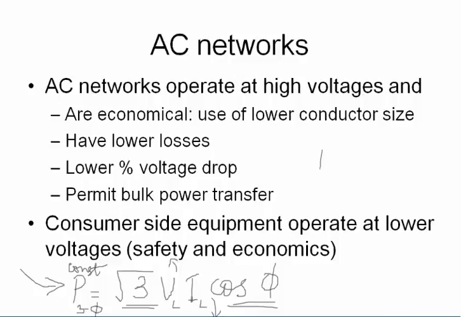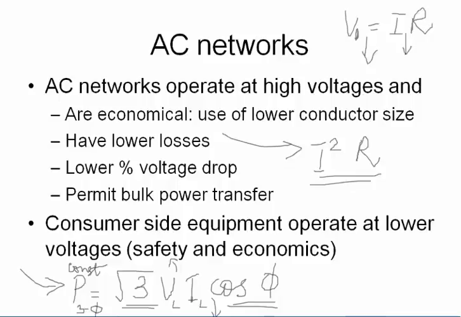And remember, your losses are I squared R. So with a 10 times reduction in current, the losses are reduced by 100 times. So losses reduce, and so does voltage drop. Voltage drop is current multiplied by resistance, of course, resistance of the line. Lower the current, lower the voltage drop. And if your current is lower, what happens to the conductors that you use to carry current? What happens to the conductor size?